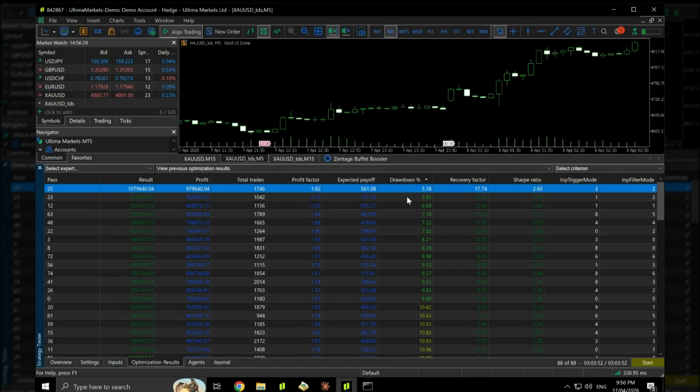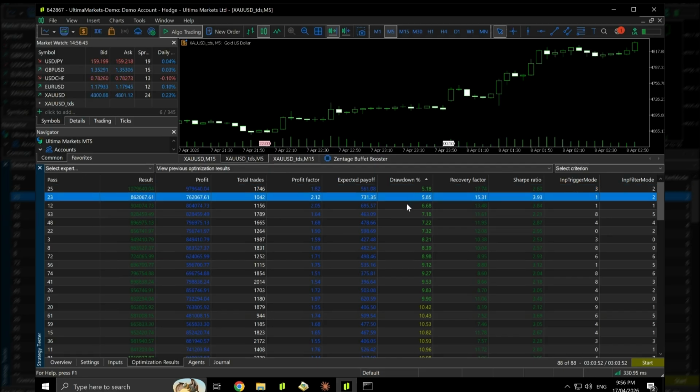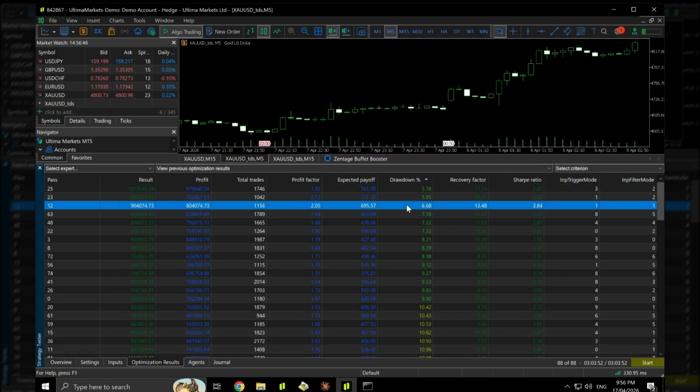Looking at the top of the list, I can see pass 25 and pass 23 again appearing in the first two rows. And then the third one, pass number 12, also looks very interesting. This one shows profit around $800,000, profit factor 2.05, drawdown 6.68%, number of trades more than 1,000. Actually, this one is even more profitable than pass 23, while still maintaining a very reasonable drawdown.